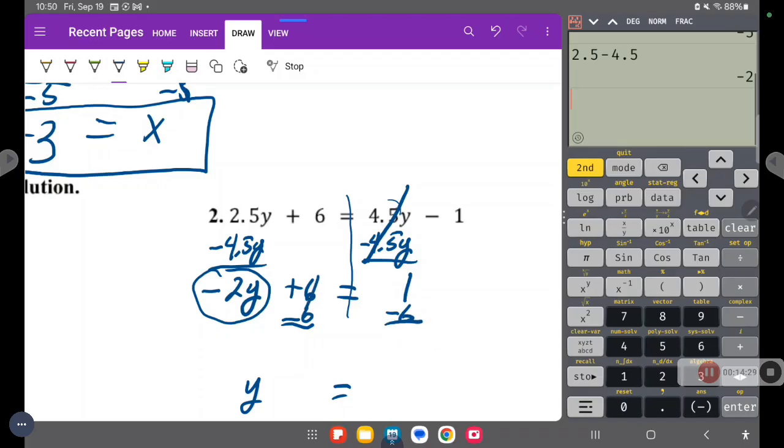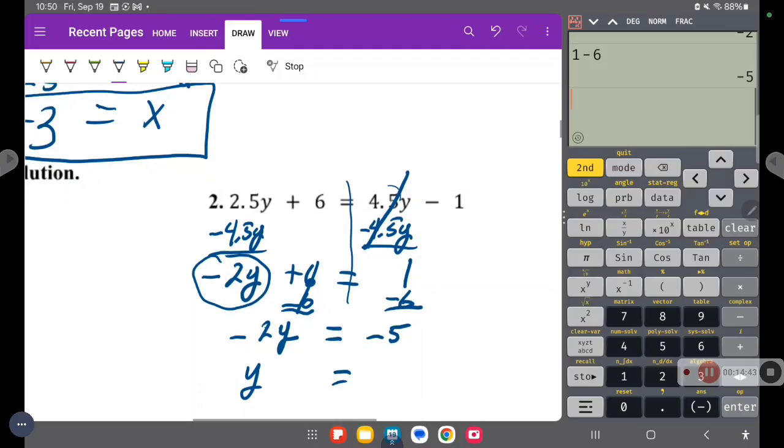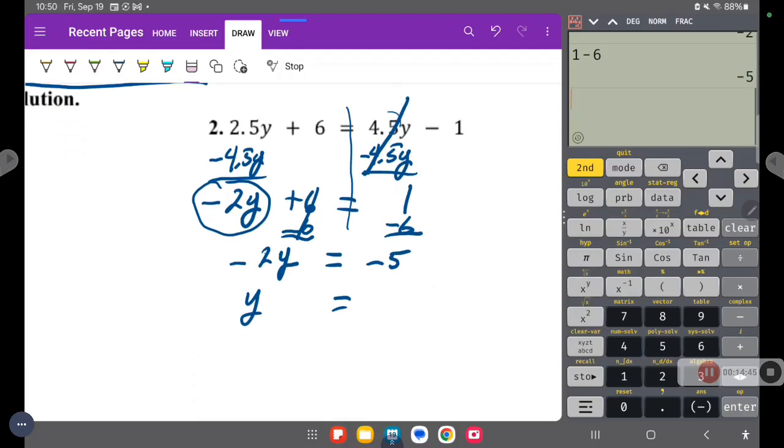So that's going to cancel. So over here, I'll be left with -2y. Bring down your equals. And then 1 minus 6 is -5. Okay? So then what do we do? Hold on. Let me get rid of this. It's in the way. We have this coefficient right there. So we're going to divide by -2. So that cancels out. The whole purpose of all of this is so that y gets alone.